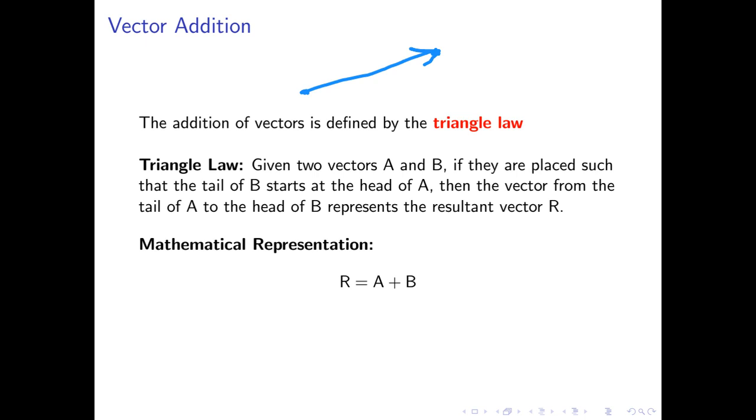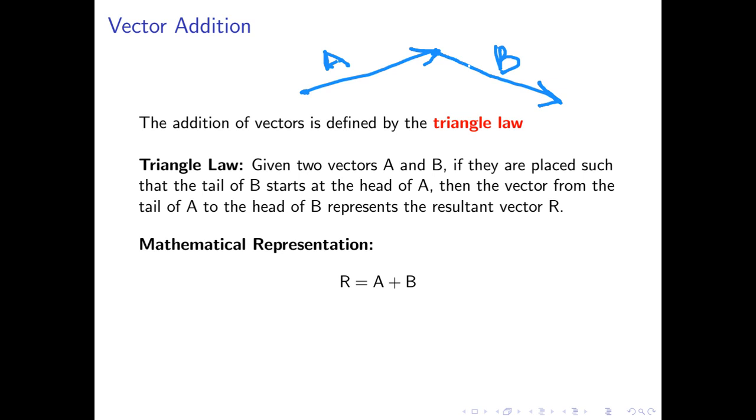Okay? And if we have another vector B, such that the tail of B starts at the head of A. So this is the head of A, and this is the tail of B, which is another vector. So we call this vector B, right? Now we have joined two vectors, A and B, together. Recall that the head of A is where the tail of B is joined to.